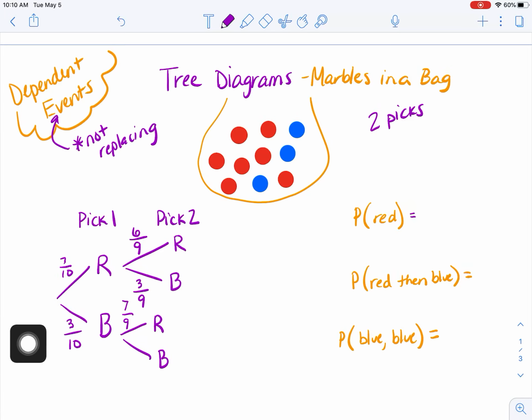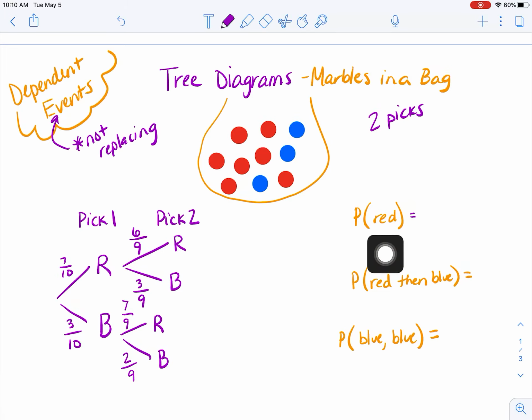Again, I pick a blue marble. I had a 3 out of 10 chance. I do not put that marble back, so I have 9 marbles in there. But blue marbles, there's 3 of them in the bag. And remember, I already picked one right here, so only 2 of them are left. So my fraction of picking a blue then another blue is going to be 2 out of 9.